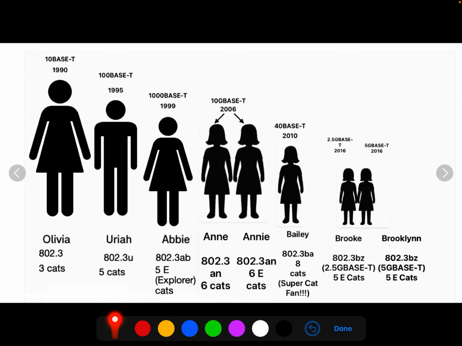So the Explorer hopefully differentiates between Cat 5 and Cat 5e there. Moving on to AN and ANI.